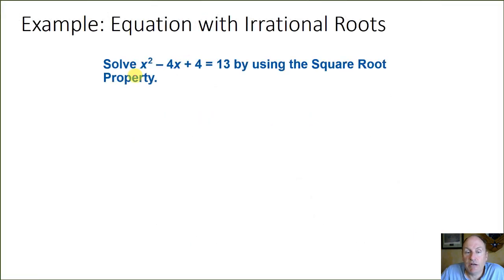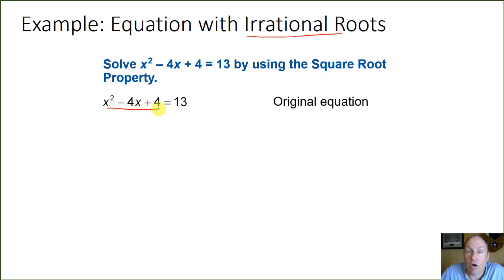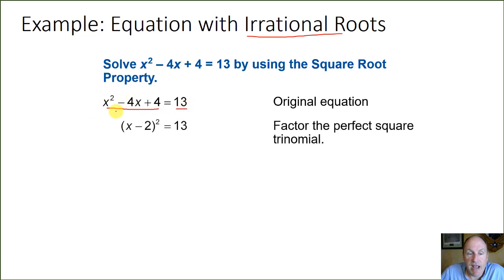Let's do another example. And because this one's not going to involve a perfect square on the right-hand side, we're going to wind up with what are called irrational roots, because we're taking the square root of a number that's not a perfect square. So x squared minus 4x plus 4 equals 13. Well, it turns out this is a perfect square already. 13, of course, is not. Nevertheless, we're going to go ahead and factor it.